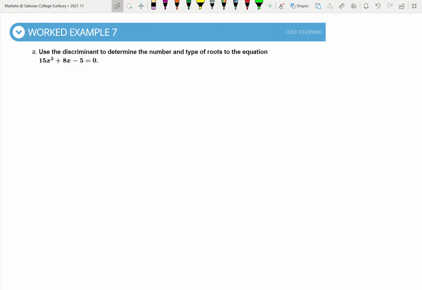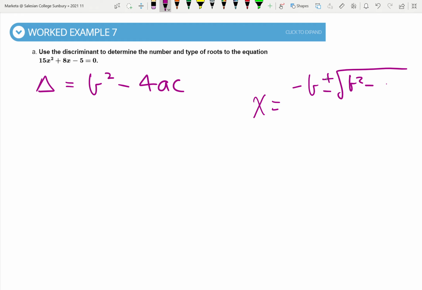So what the discriminant is, we use a little triangle to represent it. It's the discriminant and it's b squared minus 4ac. And you might remember in the previous video when we did the quadratic formula, it was negative b plus or minus root b squared minus 4ac over 2a. So the discriminant is the thing that goes in the square root like that.